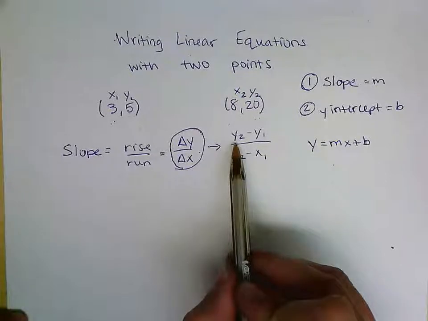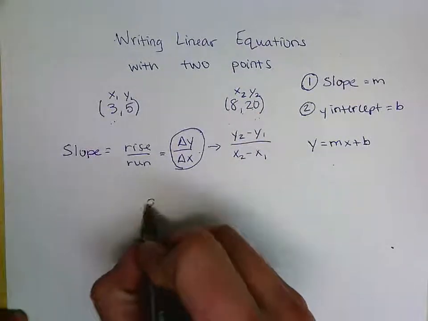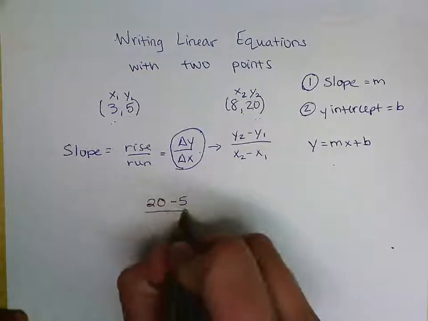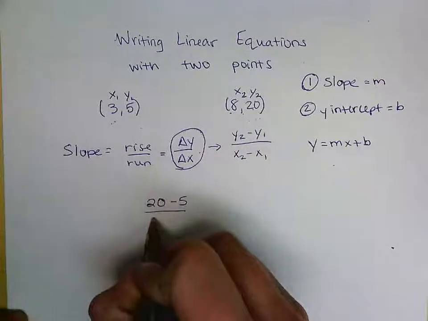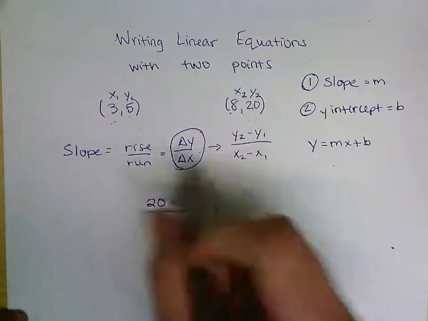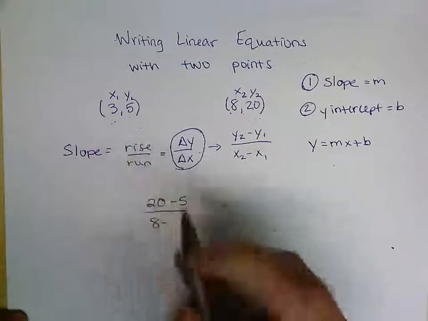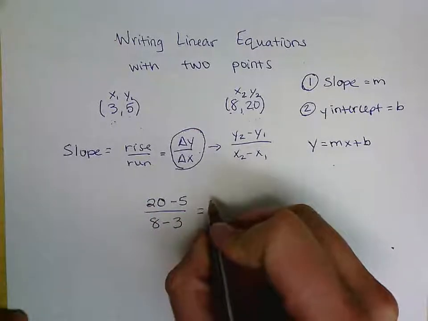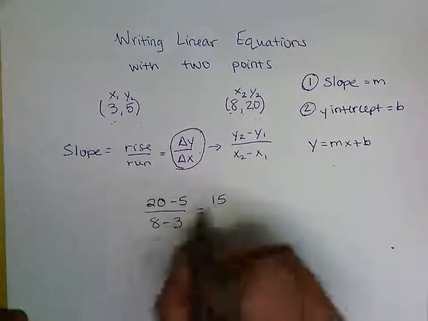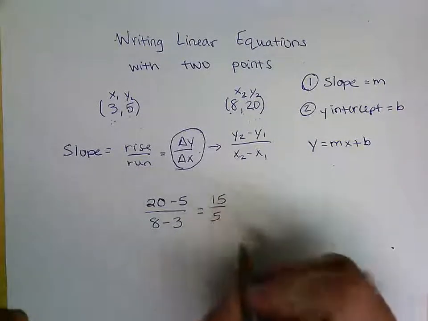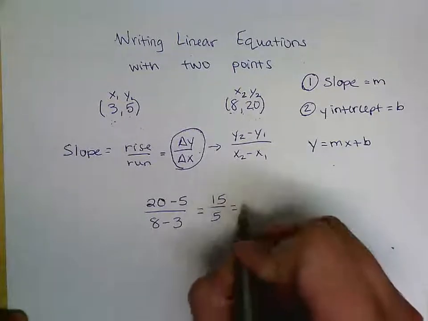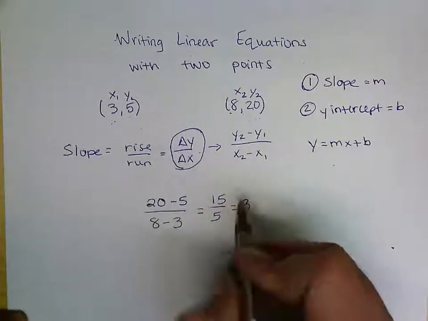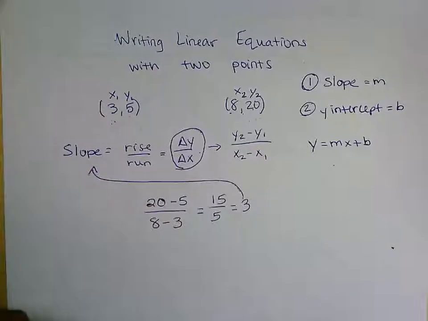So using this definition of slope, I can now take y2, which is 20, and subtract y1, which is 5, and I want to divide that by x2, which is 8, minus x1, which is 3. If I simplify this, I have 20 minus 5, which is 15, divided by 8 minus 3, which is 5. I can simplify this even further: 15 divided by 5 is 3. So this now means that my slope for these 2 points is 3.